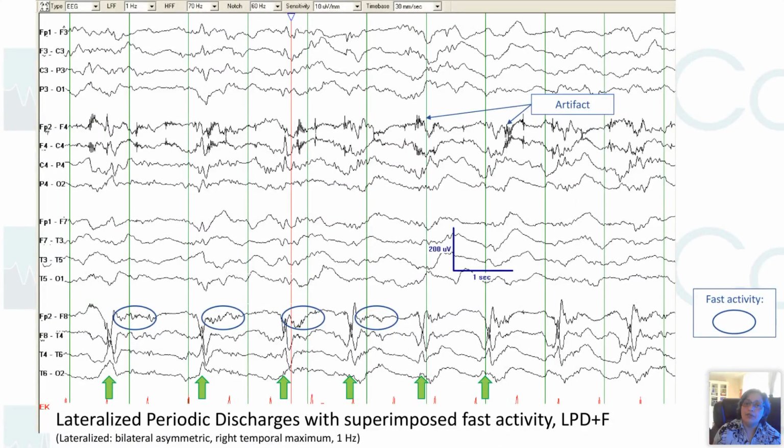So here is an example of LPDs with plus modifiers, so with superimposed fast activity. Up here on the right side, we have some muscle spikes. That's an artifact. At the bottom here in the frontotemporal region, LPDs with fast activity. So this would be categorized as LPD plus F with a frequency of approximately 1 hertz.